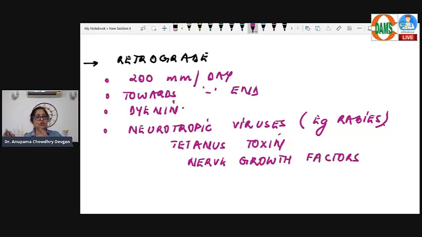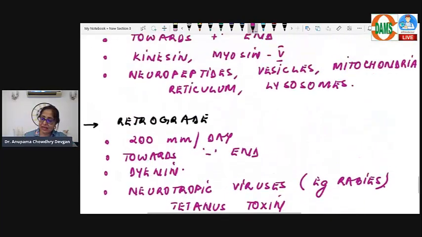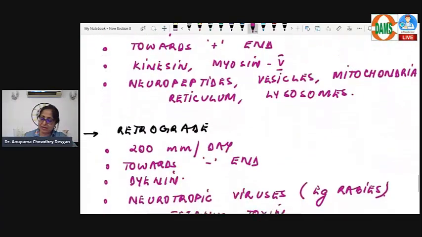Remember, anterograde is towards the plus end. That means the plus end of microtubules is away from the cell body. And retrograde transport is towards the cell body, that means towards the minus end. The minus end will be towards the cell body, right?